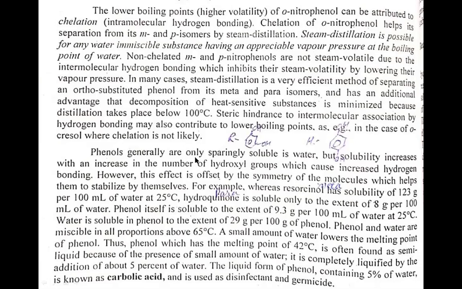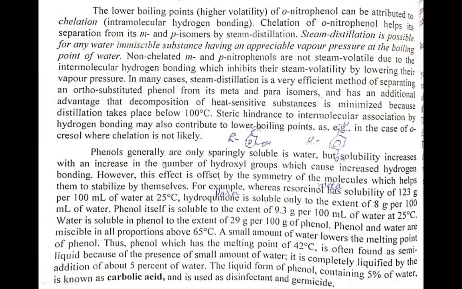Phenols generally... now the next property is solubility. That was about melting points and boiling points. The ortho isomer has intramolecular hydrogen bonding and a low boiling point, but meta and para isomers have intermolecular hydrogen bonding and they have high boiling points.